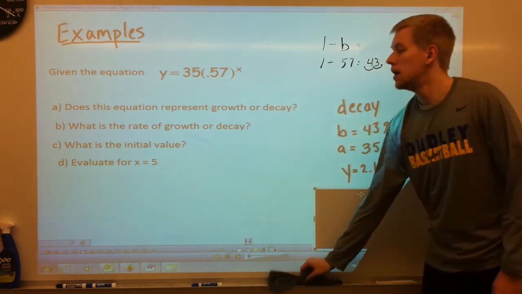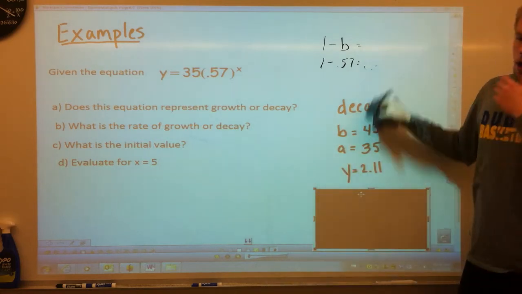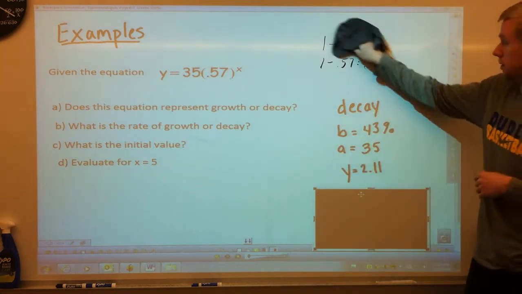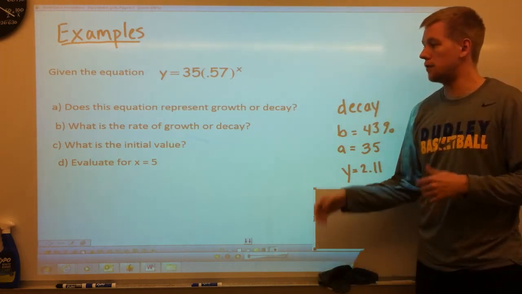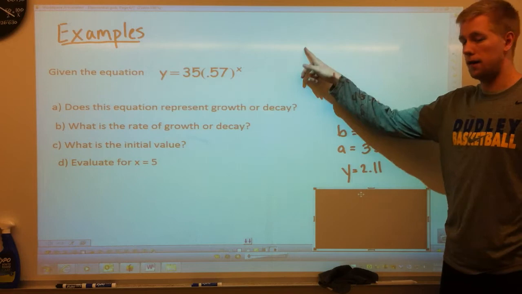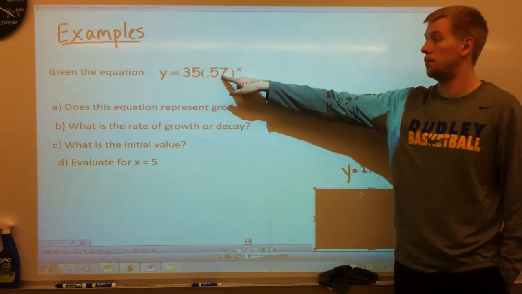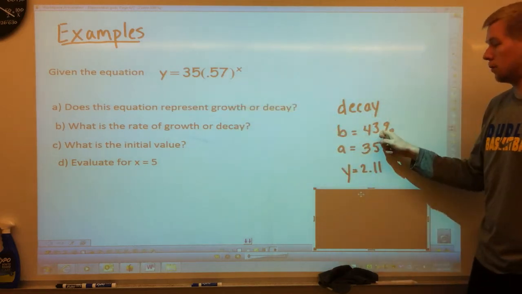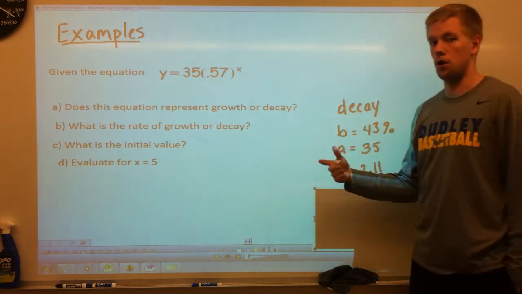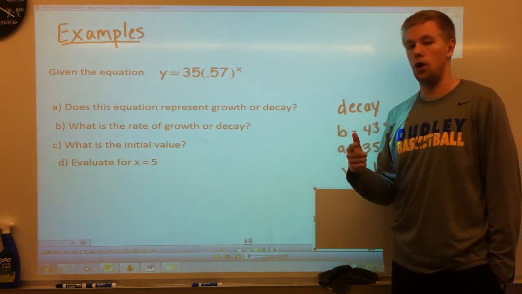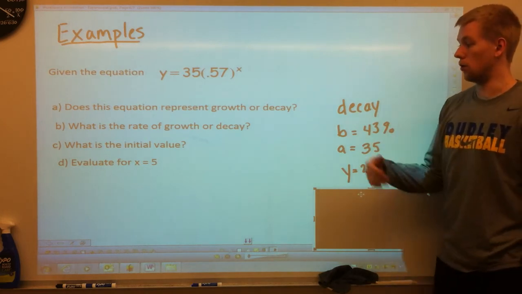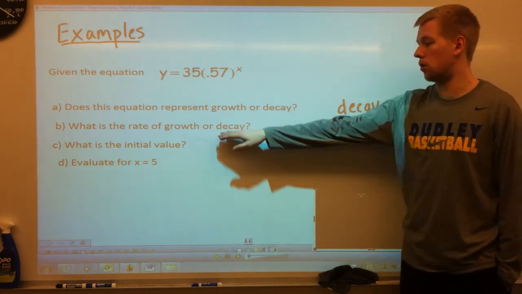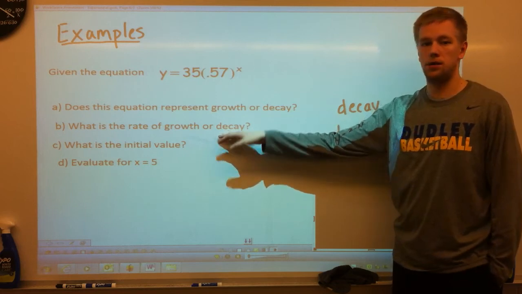Okay, so that is all the decay stuff that they will ask you. So you have to recognize if it's decay, you're going to have to subtract your b from 1 to find the percent at which it's decaying. If it's growth, you're going to have to subtract the 1 off of it to find that rate of growth. The growth rate is always easier to find because you just subtract 1.